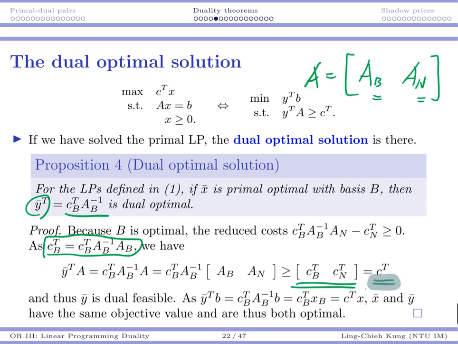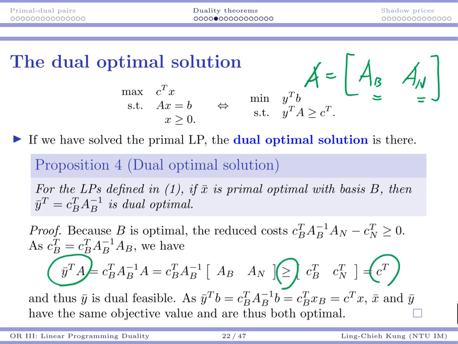So what does that mean? That means this quantity y bar satisfies the fact that y bar transpose A is greater than or equal to C transpose. So that's a condition you need for feasibility. So your y bar can be shown to be dual feasible if you define y bar in this way. And then your y bar transpose B is CB transpose AB inverse B, and you know what that is? That's CB transpose XB, because this is your XB, right? And then it goes to C transpose X.